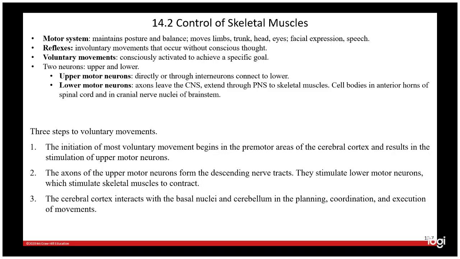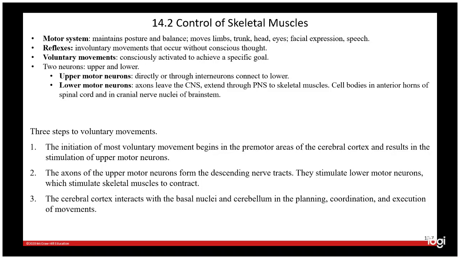Like I said, the human body spends a ton of time keeping itself from falling over. Being a biped is not the most efficient way to travel necessarily. There's lots of benefits, but there's lots of cons that go along with it too. But your motor system helps you maintain posture and balance and also helps move everything, including your face, your speech, all of those little things.